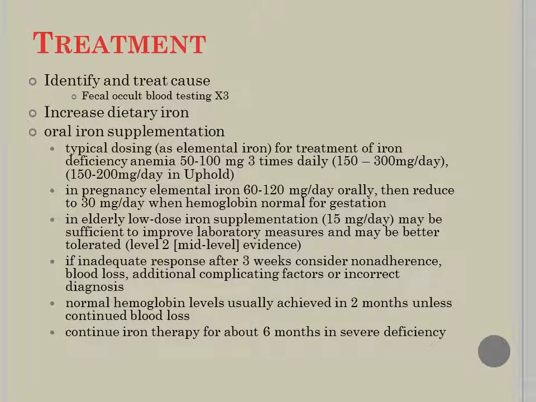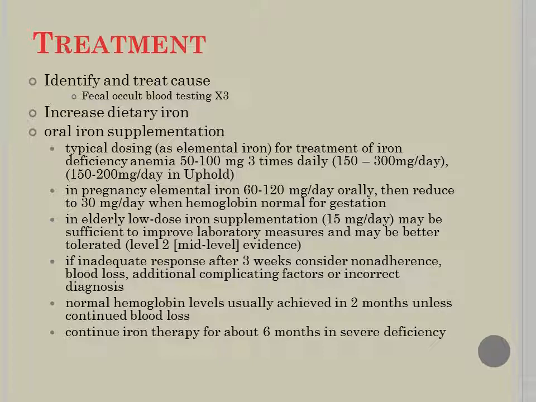So how are we going to manage these patients? Well, first we have to identify the cause and treat the cause. So the first thing we want to look at in these patients is to give them the occult blood cards 3 times and see if they test positive for any of that. That's one of the things that we need to be doing, because we can pick up a lot by using those cards.